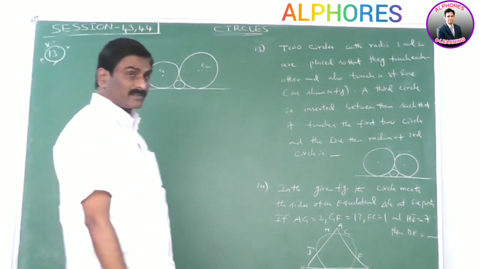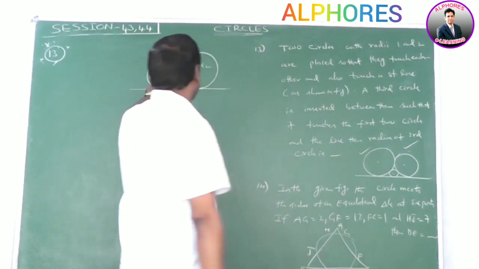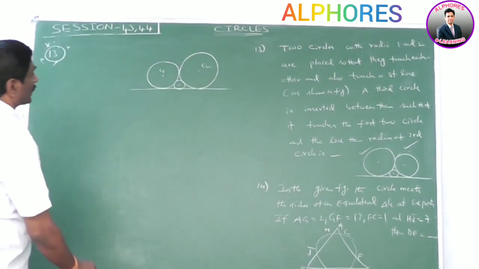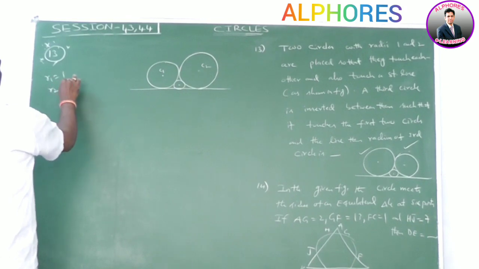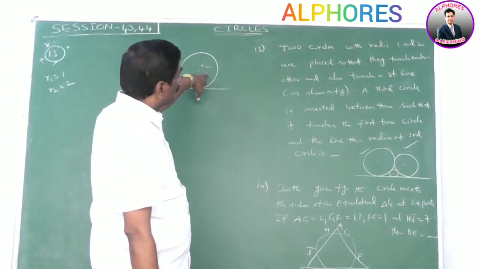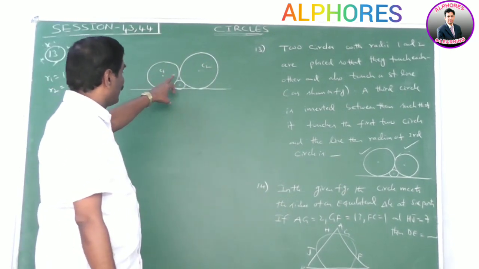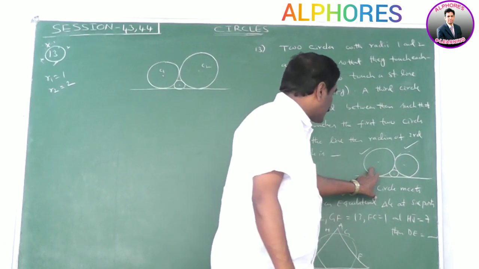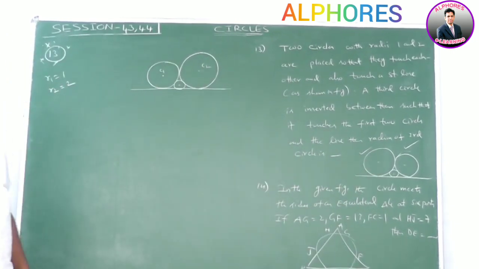The diagram is in this way. These are the first two circles, the first given circles. What is the radius of the first circle? R1 is equal to 1 and R2 is equal to 2. The first circle radius is 1 and R2 is equal to 2. Two circles with radii 1 and 2. Take any value, no problem. R1 is equal to 1, R2 is equal to 2.